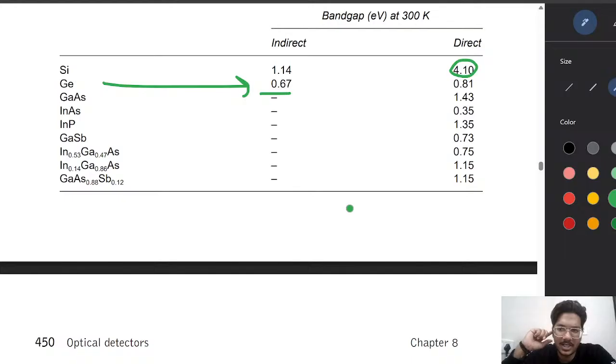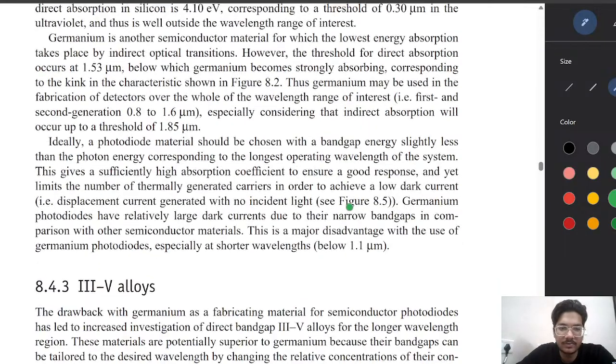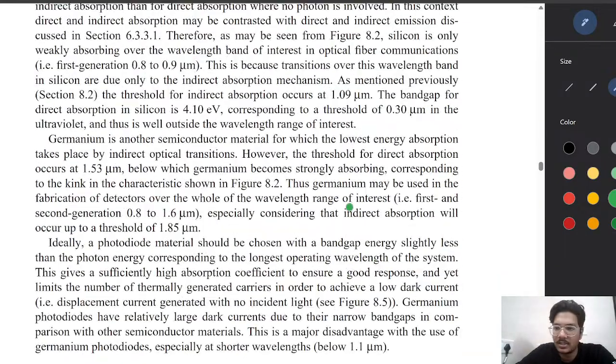Limitation of germanium: high dark current, because germanium has a narrow band gap and produces more thermally generated carriers at room temperature, resulting in high dark current and higher noise. It also has poorer performance at short wavelengths. Germanium is good for long wavelengths, but silicon photodiodes have the advantage at shorter wavelengths.